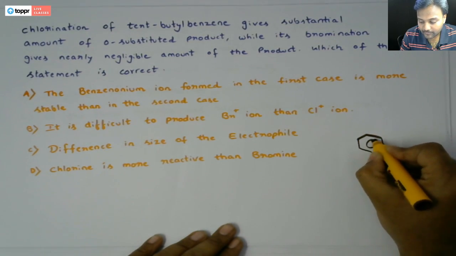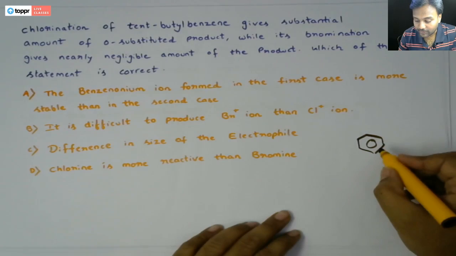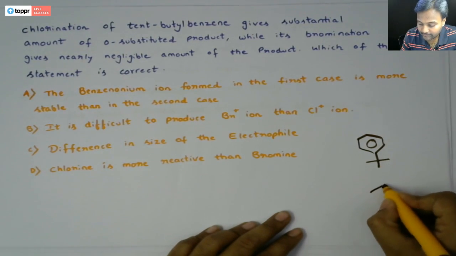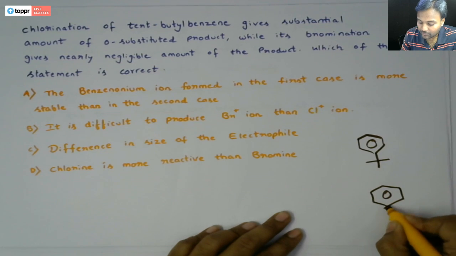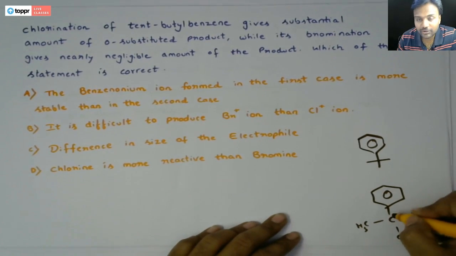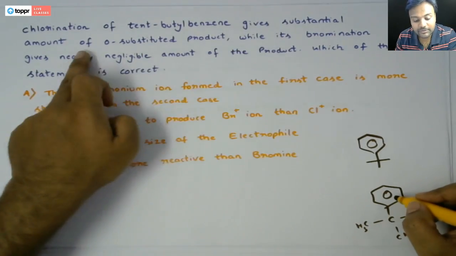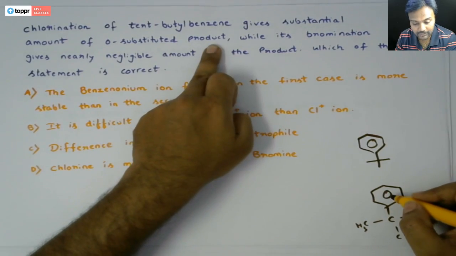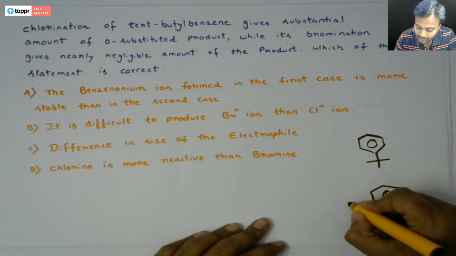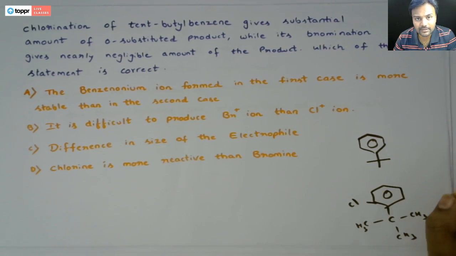Benzene, tertiary butyl. Look at this. What is this? The same can be replaced like this, right? To make it understand even better, write the structure in this way. This is tertiary butyl benzene. It gives a substantial amount of ortho-substituted product. Which one? Chlorination. Means when you do chlorination, you are getting a little less amount of the product.